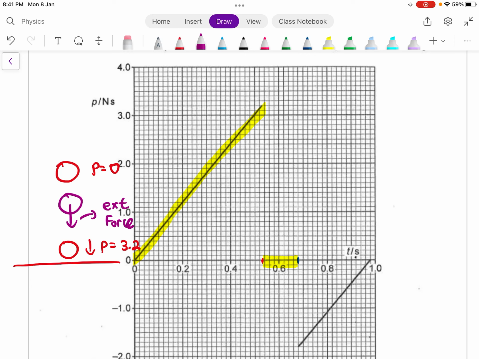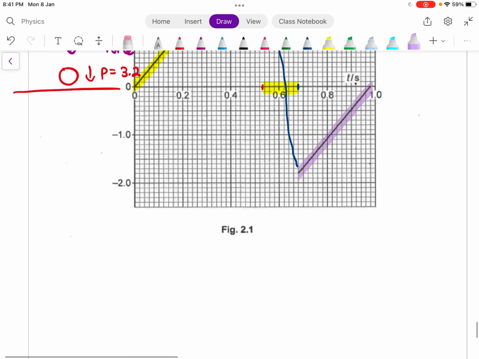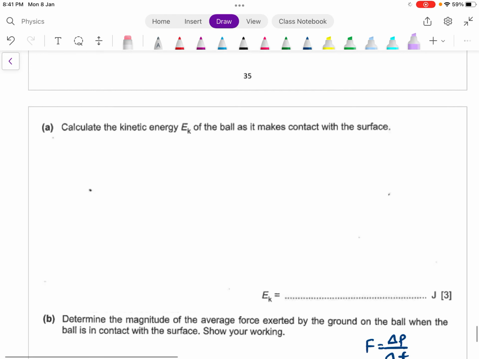Okay, so just before you hit the ground, the momentum is 3.2. Then after that, you hit the ground. Of course, during the collision, the graph is not being shown. So the graph is something like this. For example, I draw a line: this blue line will be the momentum change when the ball hits the ground. After you hit the ground, this part is where you rebound.